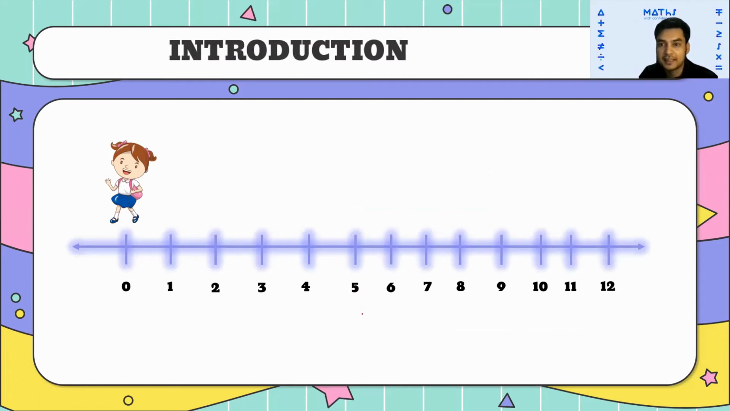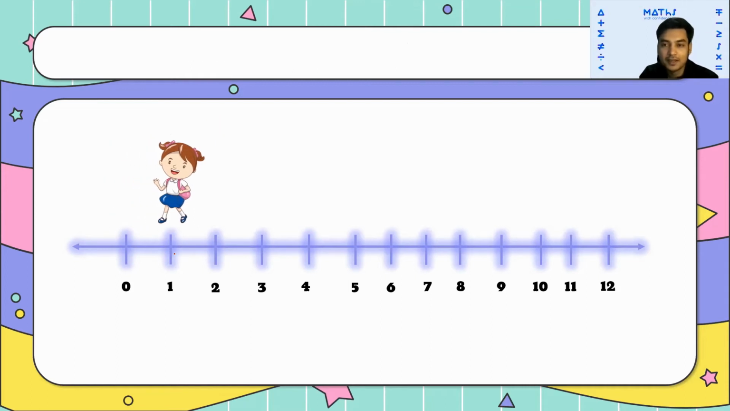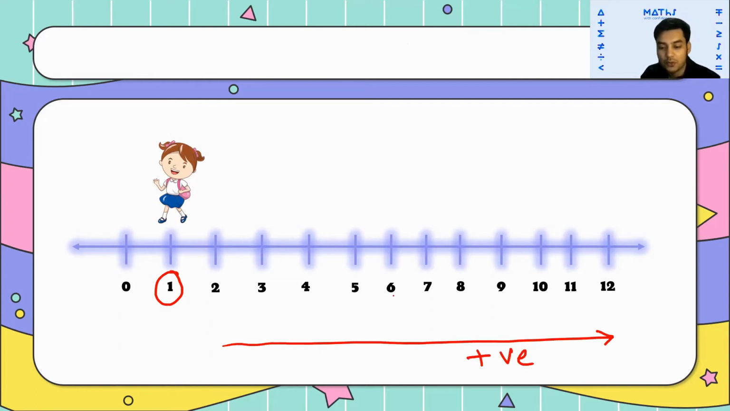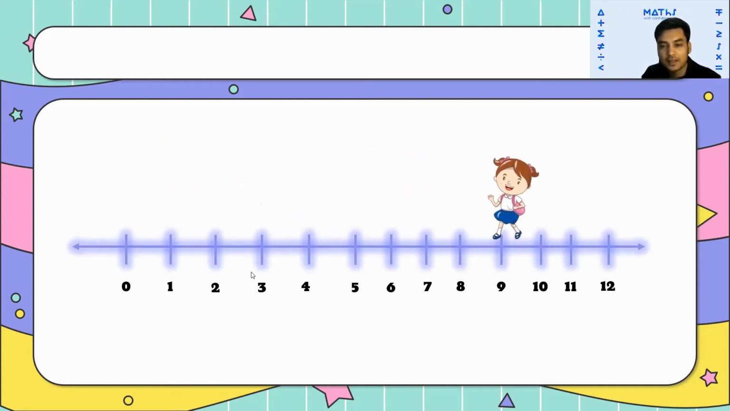So in your NCERT, the chapter starts with a girl who I have named Arya. Her name is not Arya in the book. What she does is that she starts walking around a number line, but for the very first time, she starts walking from the number 1. She keeps walking along the number line in the positive direction, and whatever number she comes across, she keeps in her bag, right?